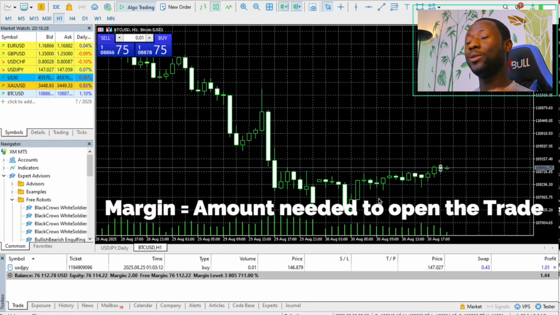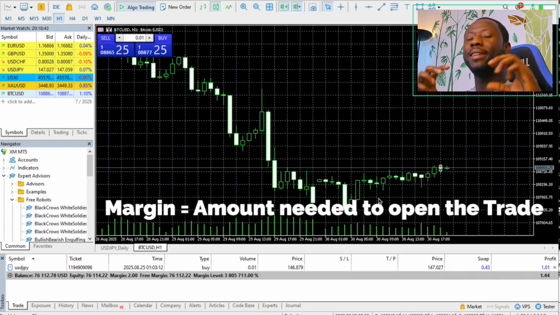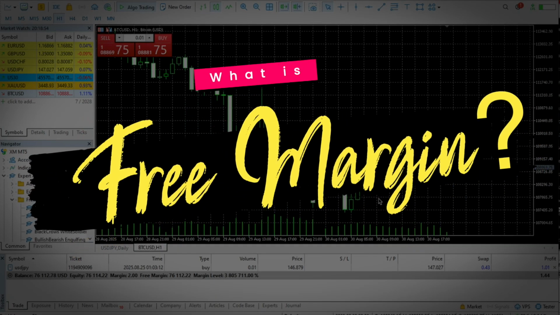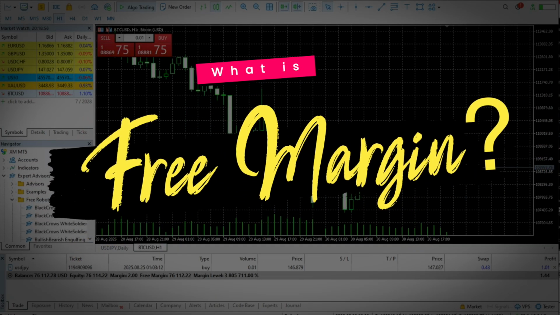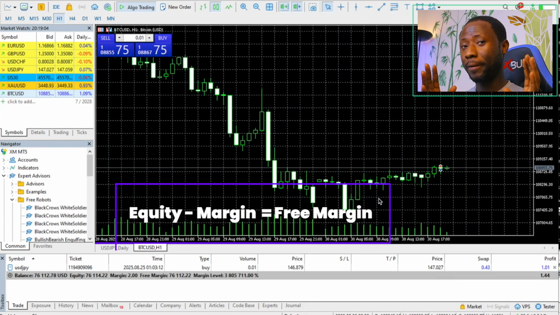So margin simply tells you the amount of money that you need to open on the assets that you have currently running with the same lot size on that asset. For you to open this same thing again, you need this amount of money. This gives us an idea into something which I will reveal later on. Now, let's move on to free margin. Free margin is very, very simple. It is basically your equity minus your margin. Deduct your margin from your equity and you will have your free margin.